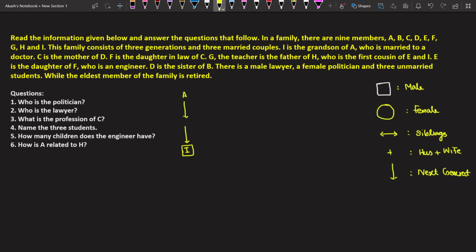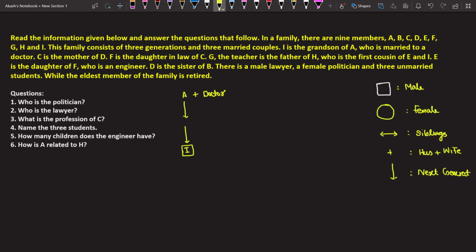I is the grandson of A, who is married to a doctor. That means A is married to a doctor. We don't know who the doctor is or what the gender of the doctor is, so we are just writing it as A is married to a doctor.